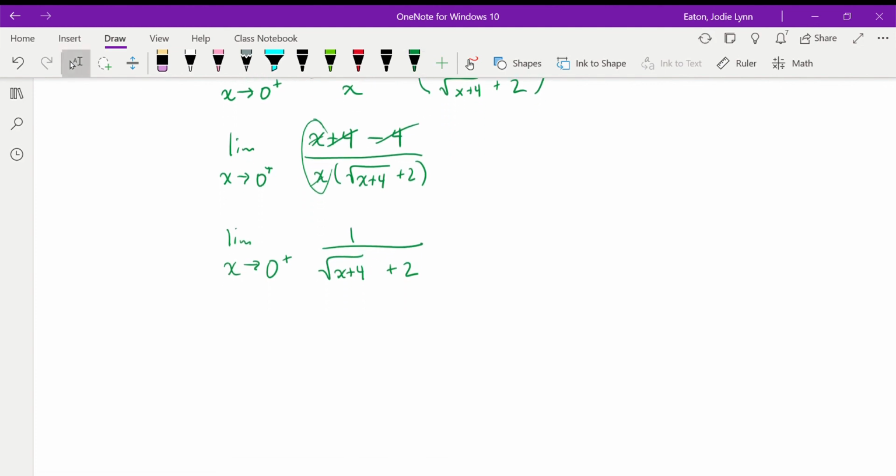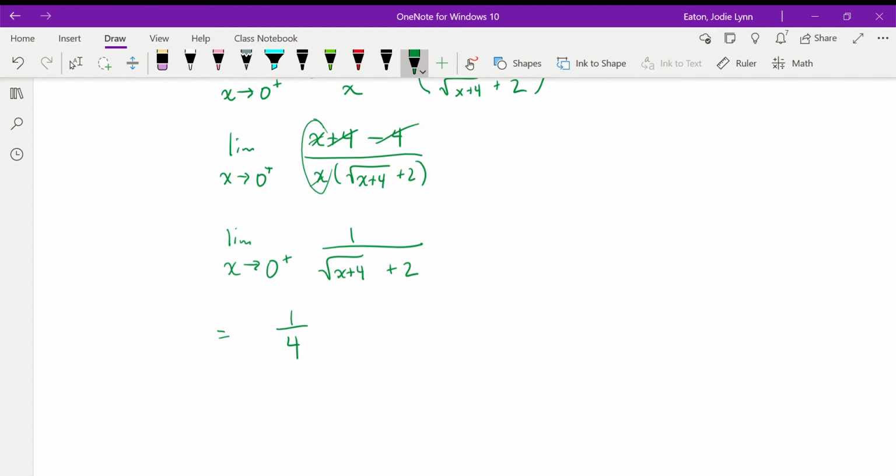So now, when I plug in 0, I actually get a something. 0 from above, doesn't really matter if it's 0 from above or 0 from below. I plug in 0, we get 4, and root 4 is 2. 2 plus 2 is 4. So this is equal to 1/4.